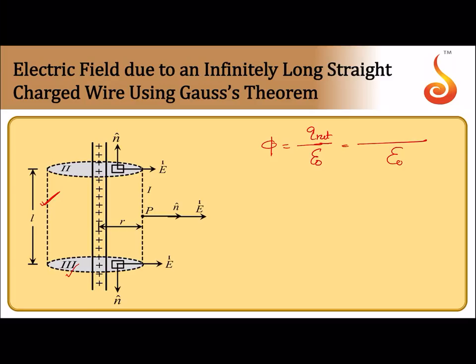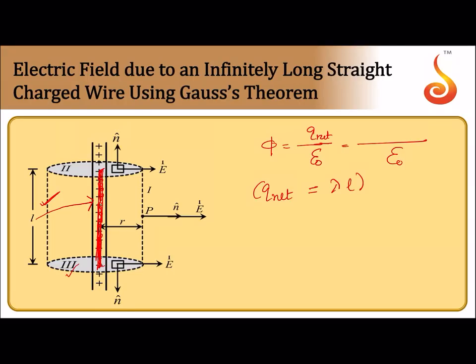Now see, this is the portion inside the Gaussian cylinder. Can you see that? This is the portion which is inside the Gaussian cylinder. The rest of it is outside. So what is the length of this Gaussian cylinder? L. So what is the length of the wire inside the Gaussian cylinder? That is also L. So what must be the charge enclosed? Can you guess? Charge enclosed is equal to lambda into L.